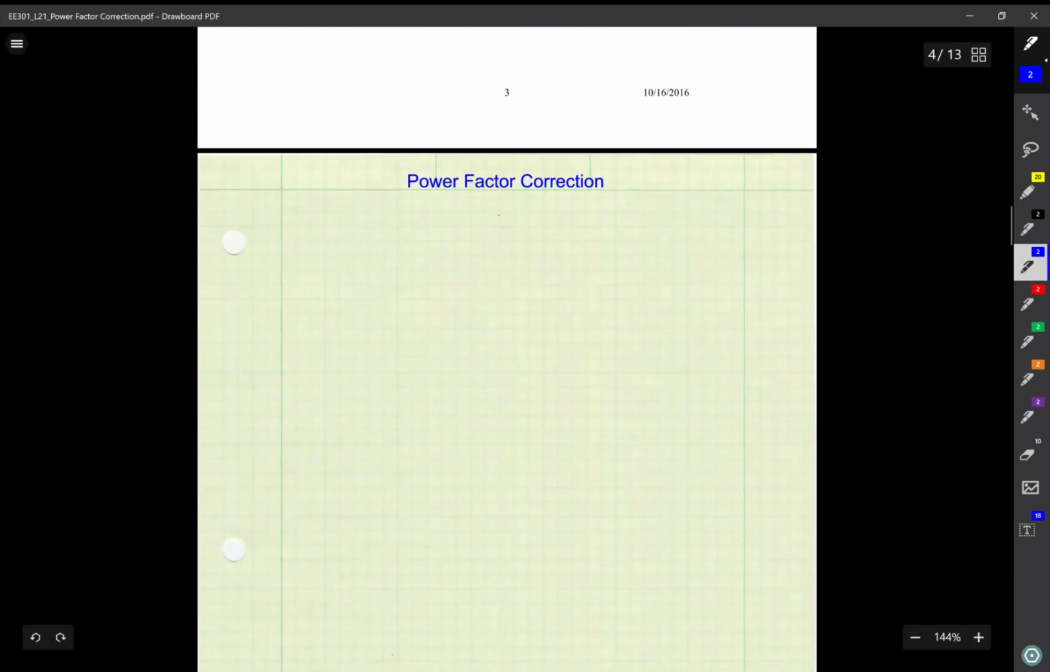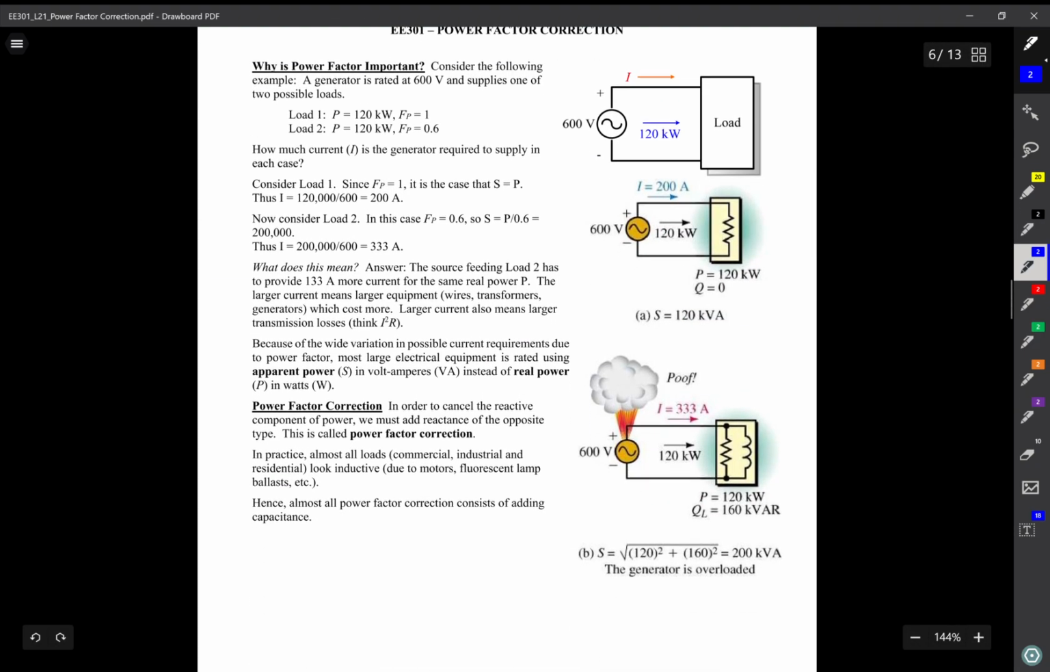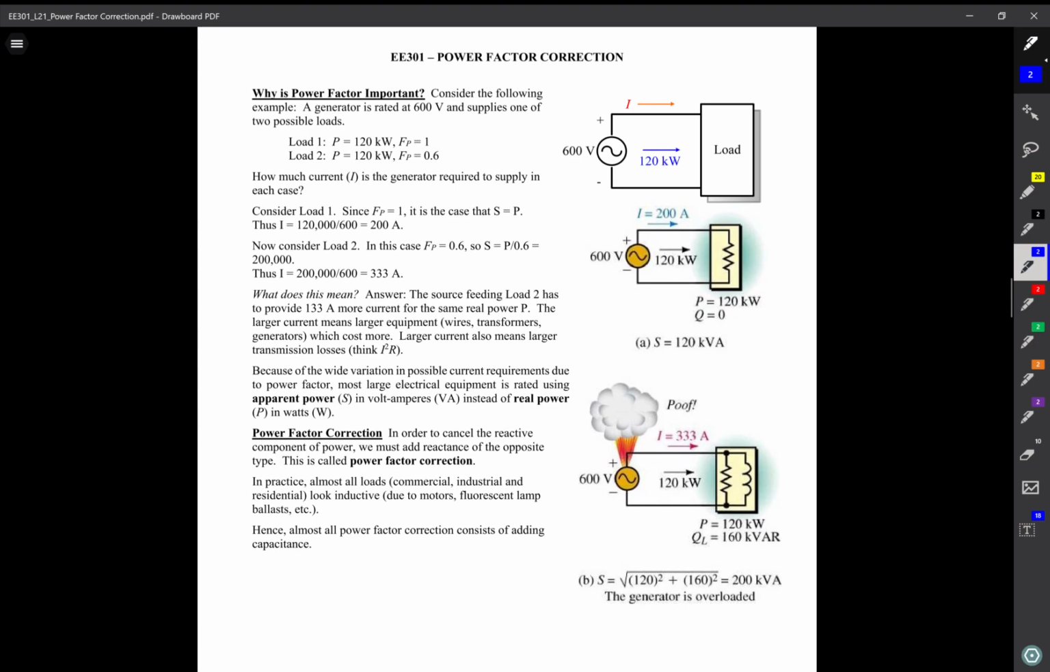But why do we even care about power factor? Why is power factor so important? Well, I'm going to do a small exercise to show the difference. I have two loads. Load 1 is shown in this circuit, and load 2 is shown in this circuit. Notice that we're delivering the same amount of real power to both load 1 and load 2. The only difference is that load 1 is a unity power factor, which again means that it's purely resistive, and there it is right here.